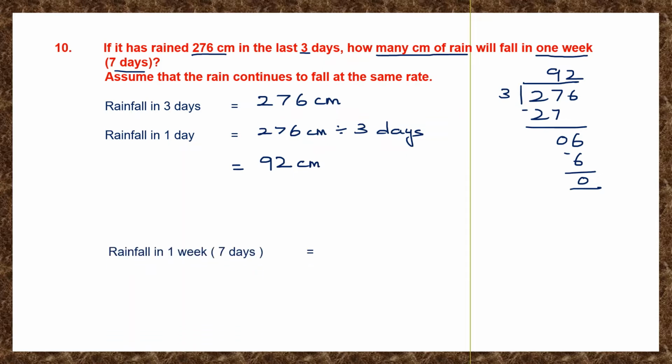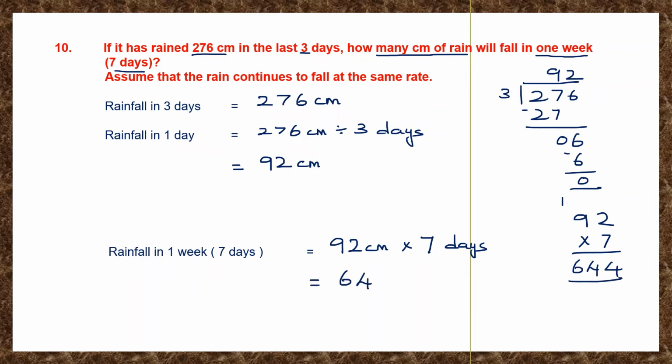That is 7 days. So that will be the rainfall in 1 day multiplied by the number of days, that is 7 days. So let's multiply 92 into 7. 7 twos are 14, carry 1. 7 nines are 63 plus 1, 64. So here we've got 644 centimeters. So this is our answer. The rainfall in 1 week is 644 centimeters.